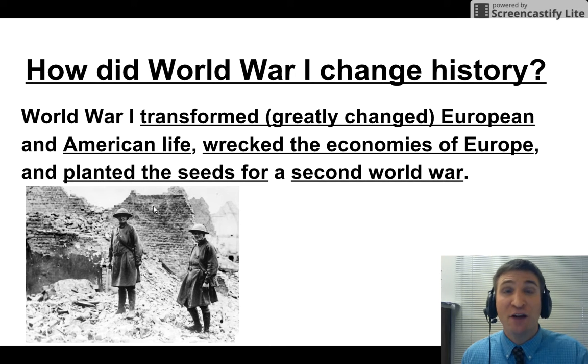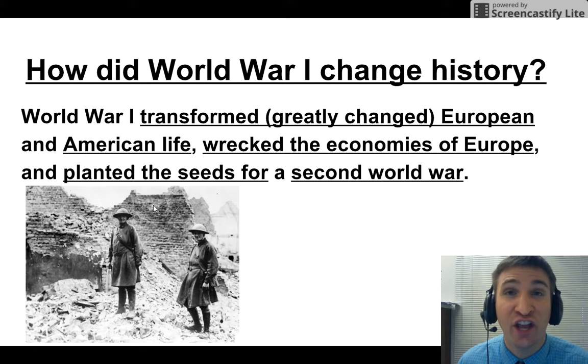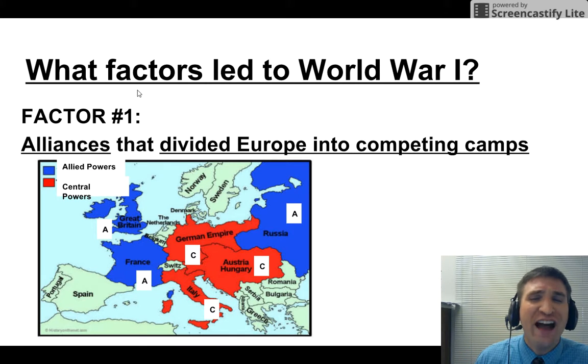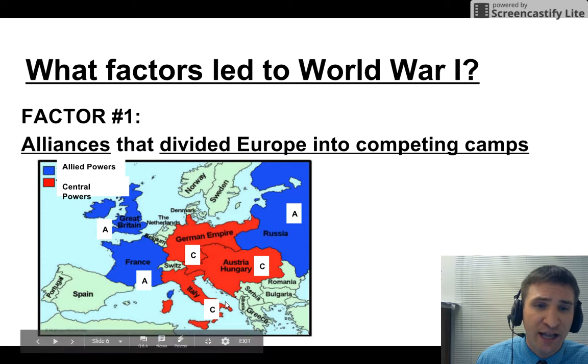What factors led to World War I? We're going to be talking about different factors now. Factor number 1, alliances that divided Europe into competing camps. Please label your map. In blue, we have the Allied powers of Great Britain. Put an A next to it. France was an Allied power. Russia was an Allied power. And then the Central powers, the German Empire, put a C. The Austria-Hungary Empire, put a C. Italy, put a C. These alliances caused teams to form, and the teams wanted to fight each other.